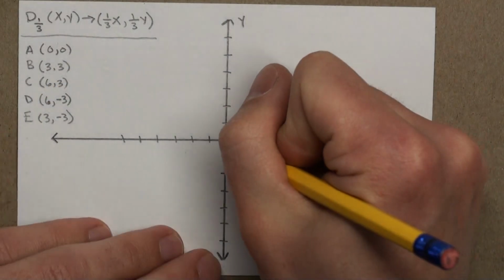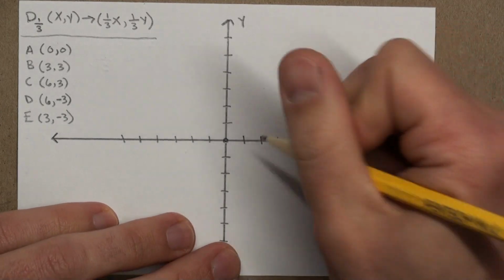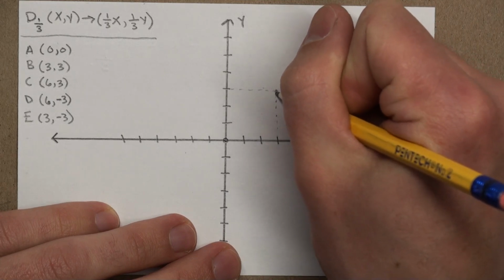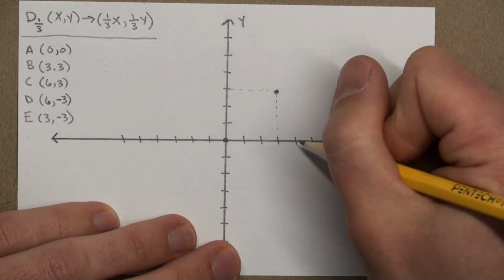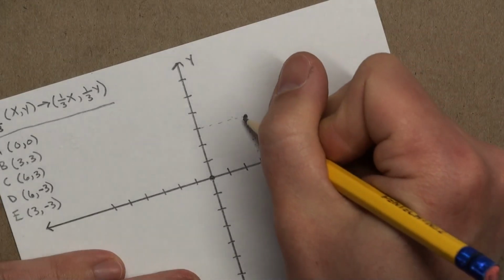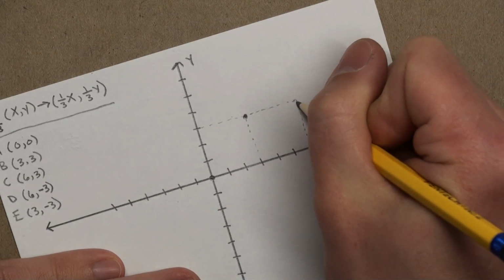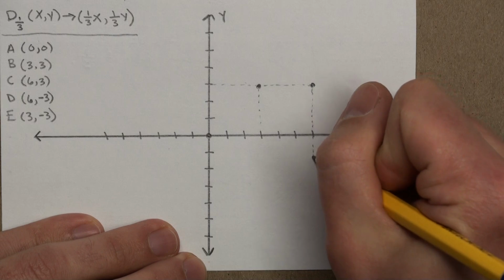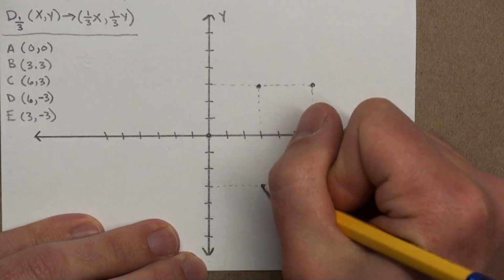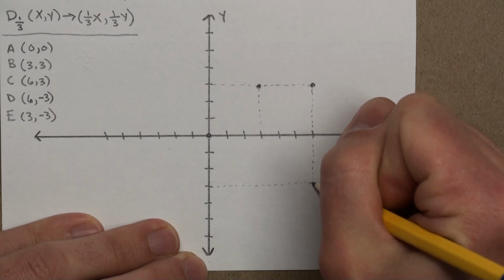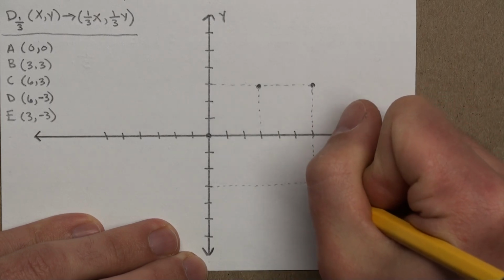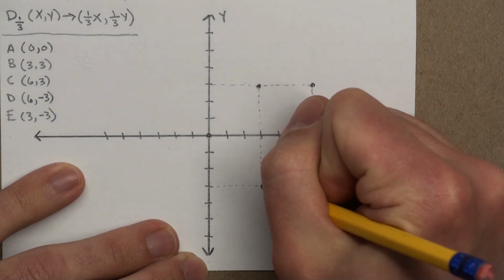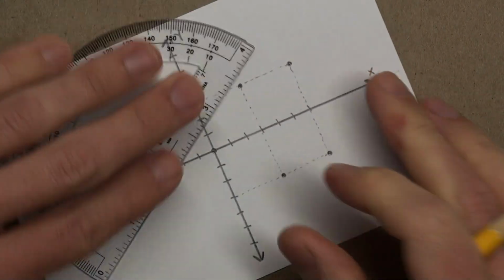So first let's plot those points. I got 3, 3. 6, 3. 6, -3. 3, -3. Okay.